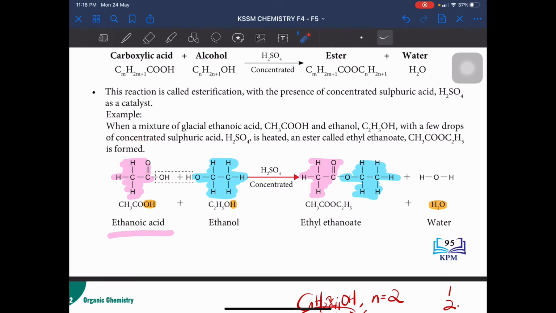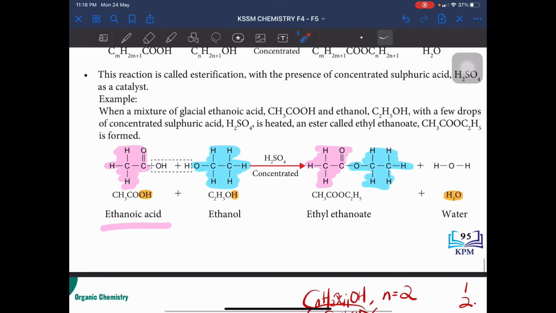Okay, so now naming. Nama dia ada dua. There are two names there, for the ester form. So, nama depan is from the alcohol. The second name is from the carboxylic acid.